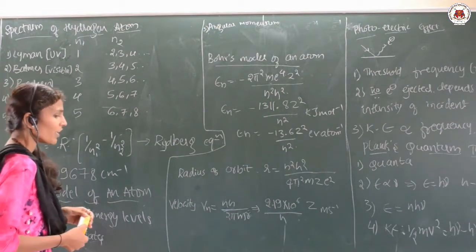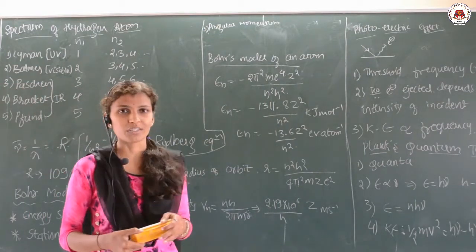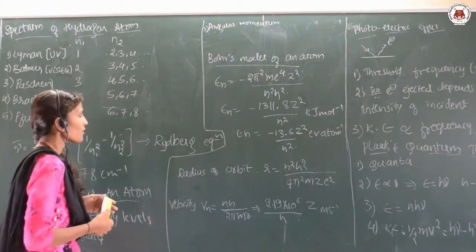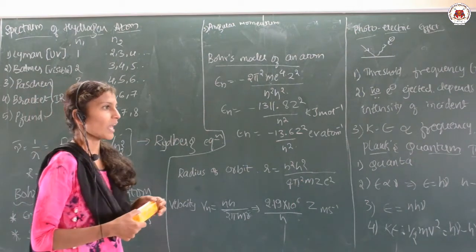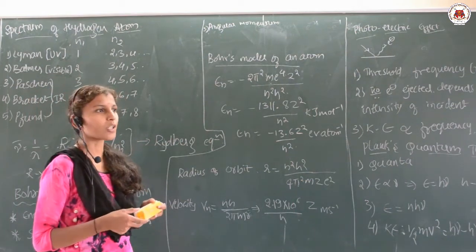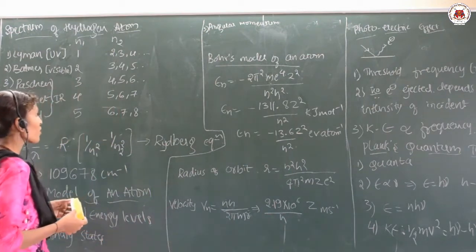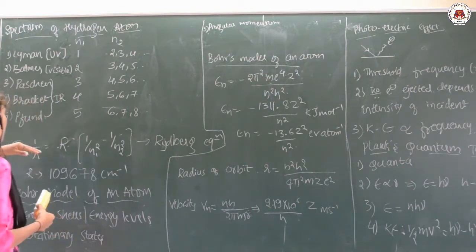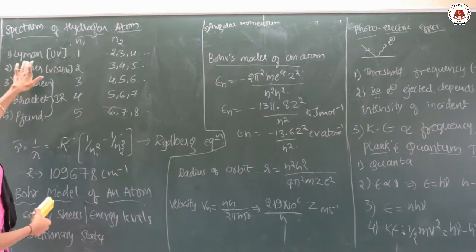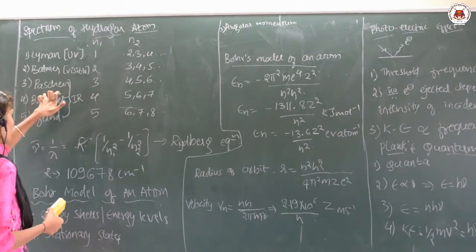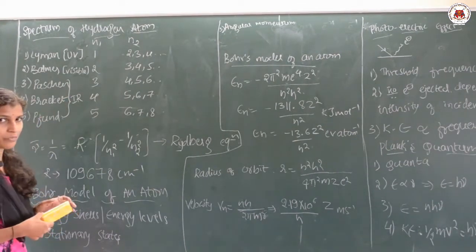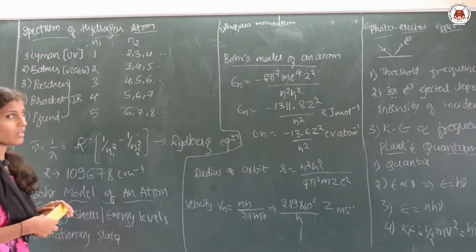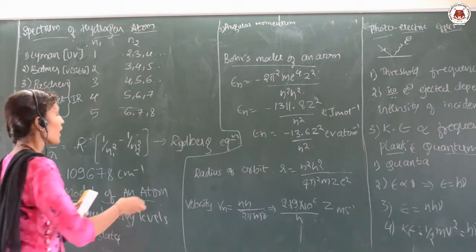When hydrogen gas is passed through a discharge tube under low pressure, it will emit light, and that radiation is analyzed through a prism. We get different lines arranged in different regions. These lines are categorized into 5 categories: the Lyman series, Balmer series, Paschen series, Brackett series and Pfund series. So all these are the 5 series of the hydrogen spectrum.